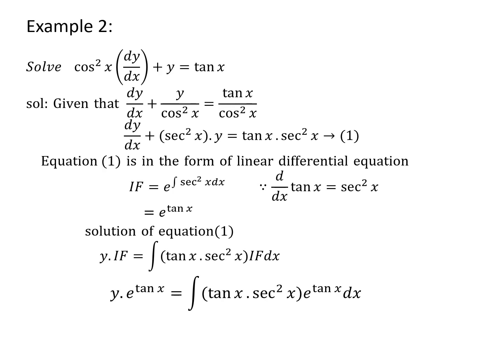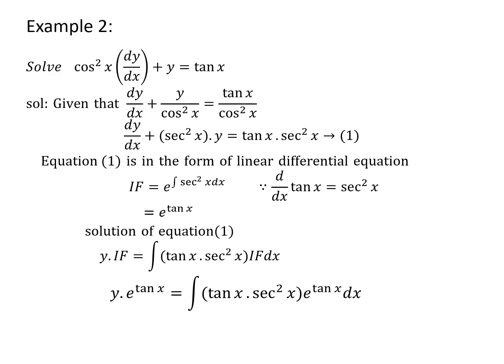Let us solve example 2. The given question is to solve cos²x dy/dx + y = tan x. Solution: dy/dx + y/cos²x = tan x/cos²x. How did we get this? We divided throughout the equation by cos²x. After dividing the given equation by cos²x, we got dy/dx + y/cos²x = tan x/cos²x.